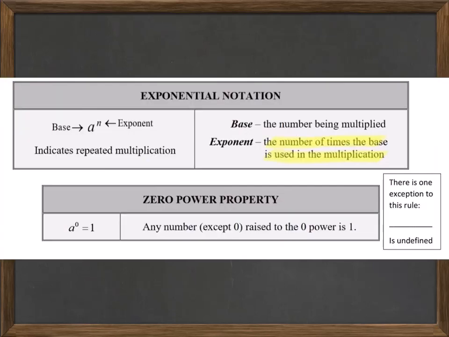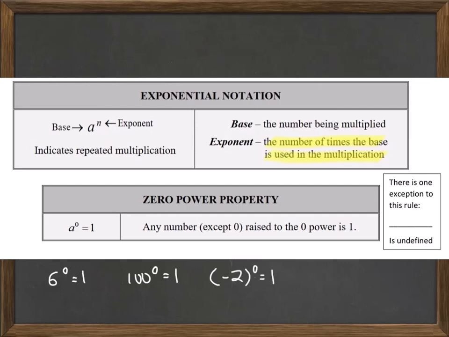Let's look at the 0 power property. So by definition, any number except 0 raised to the 0 power is 1. So let's just do some basic examples here. What does this mean? Well, that means that 6 to the 0 power is 1. That means 100 to the 0 power is 1. That means negative 2 to the 0 power is 1.